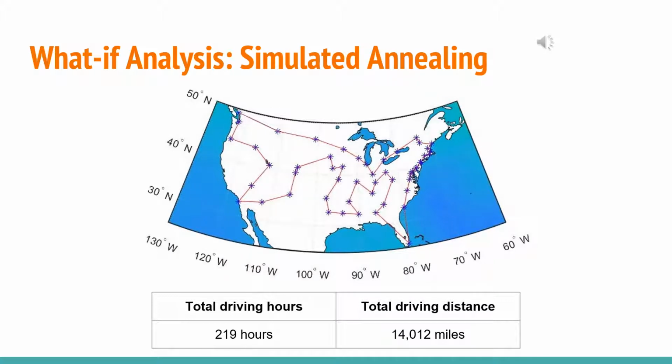This graph gives a solution using simulated annealing when adding 4 Canadian cities. The total driving time is 219 hours and the total driving distance is 14,012 miles, which is still a worse result compared with shell heuristic. Compared to the case of not including the 4 cities, the total driving time is only 1 hour longer and we only have to drive approximately 200 miles more.